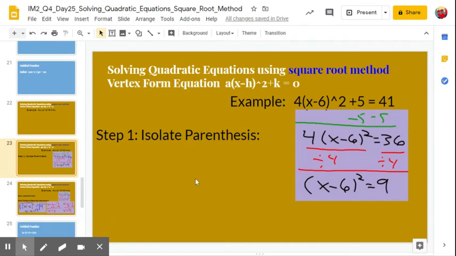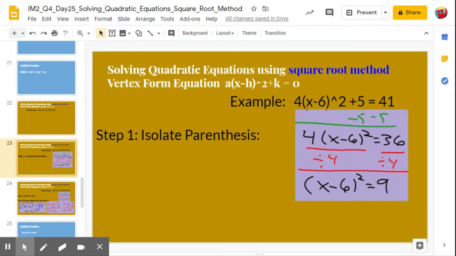Step 1 is we isolate the parentheses. If we have a k value, we're going to add or subtract that from both sides, whatever the opposite of that value is, to get that to become 0 on the left side. And then we'll do the division here with the number.